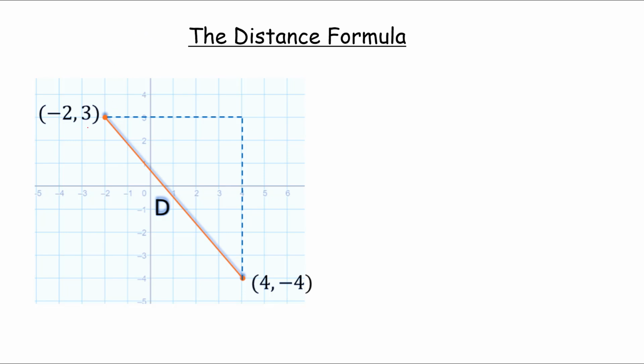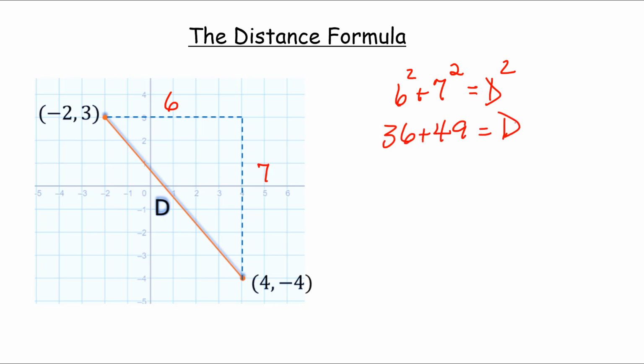The distance between the 2 points is the hypotenuse. So in this one, we have (-2, 3) and (4, -4). You can see that the horizontal distance between those 2 points is the difference in the x's, so that's 6. And the vertical distance is the difference in the y's, so that's 7. Using the Pythagorean theorem, the sum of the squares of the 2 legs is equal to the square of the hypotenuse. So 36 plus 49 is equal to the distance squared. So 85 is equal to the distance squared. So the distance is the square root of 85, and the square root of 85 cannot be reduced.